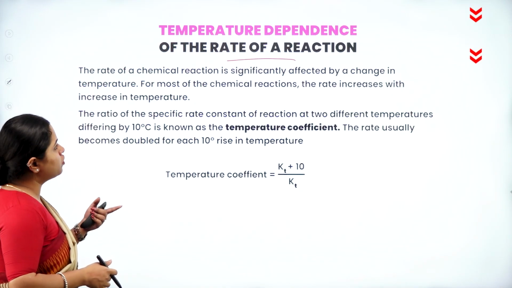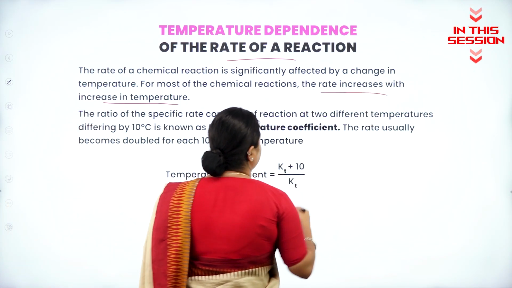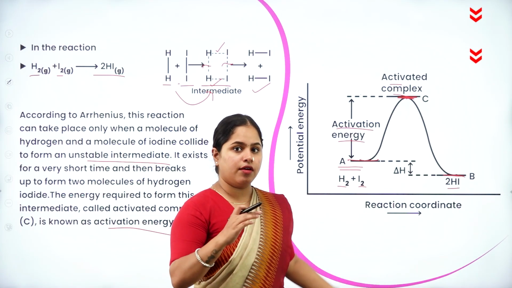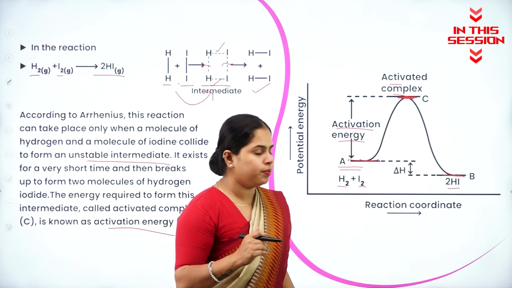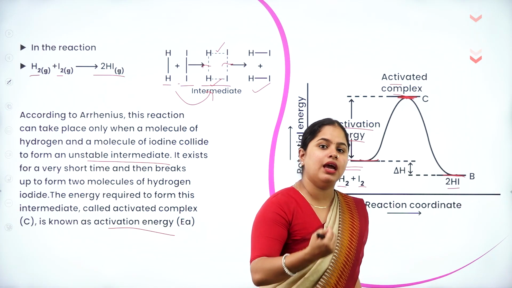For most chemical reactions, the rate increases with increase in temperature. So when we increase the temperature, the rate of the reaction also increases. Reactants have higher energy and are less stable, and the products which will be formed will always have more stability and less energy.